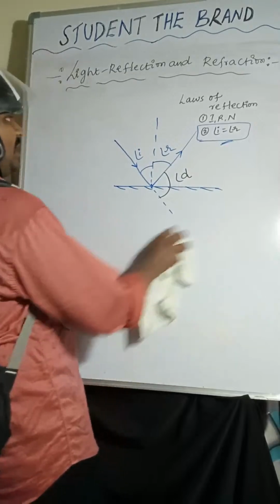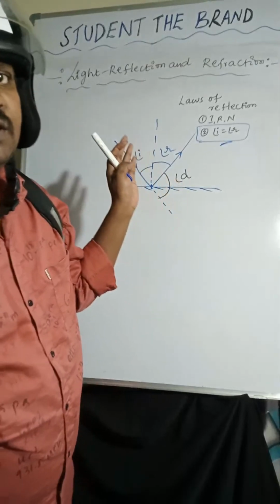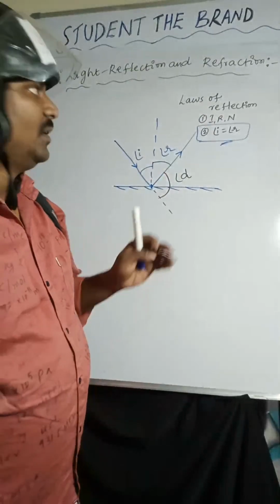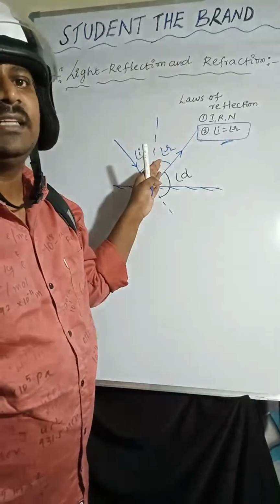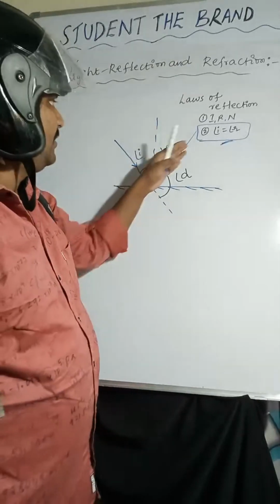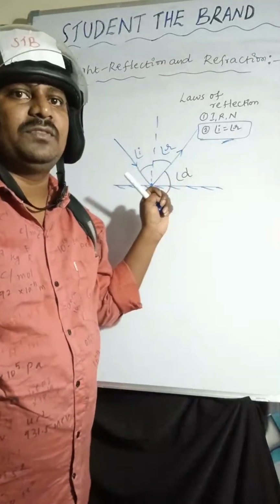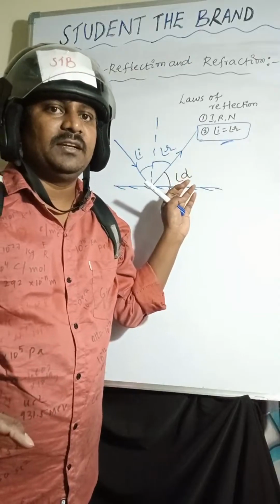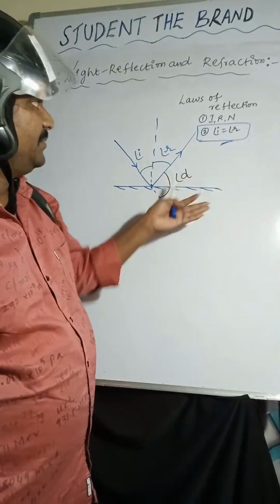The bouncing back of the light from the reflecting surface is called reflection of light. Laws of reflection: incident ray, reflected ray, and normal line lie on the same plane. Angle of incidence is equal to angle of reflection. I hope it is very clear to you all. Next one, angle of deviation formula we know.